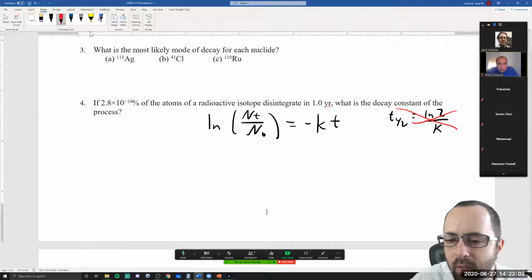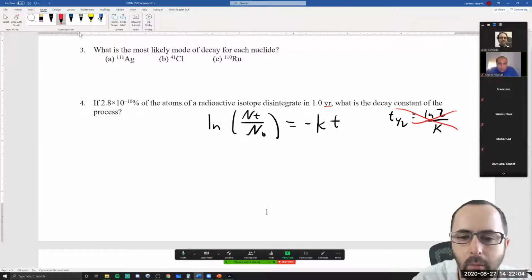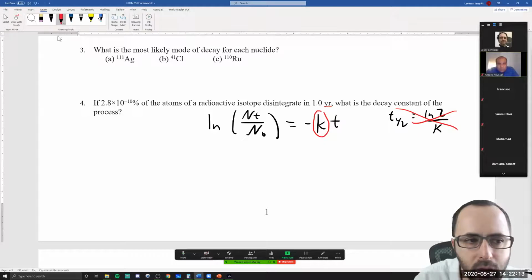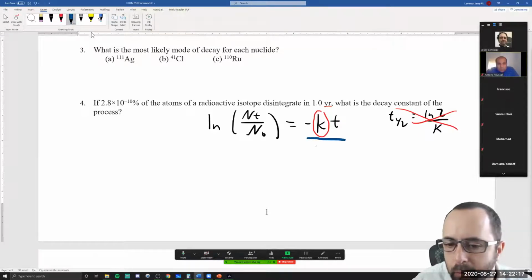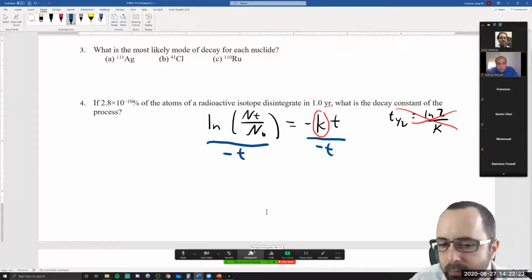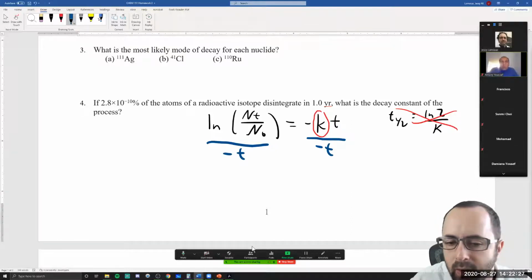Now what we want is the decay constant, which is indicated by K here. What we want is K. So we should solve for K. We're going to use our algebra skills to do that. We're going to divide this side by negative T, and we're also going to divide this side by negative T so that we can get K. So I did do a problem like this, but I didn't solve for every possible variable. I didn't solve for K.